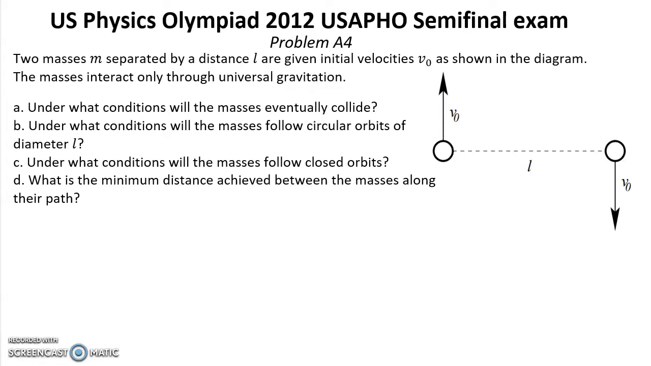Solution. First, let's write a new variable big R, which equals L over 2. That will be the distance from the planet to the common center of mass in the initial position. In these units we can write the expression for gravitational force between these two masses. That will be G M squared over L squared, or using R, this expression.